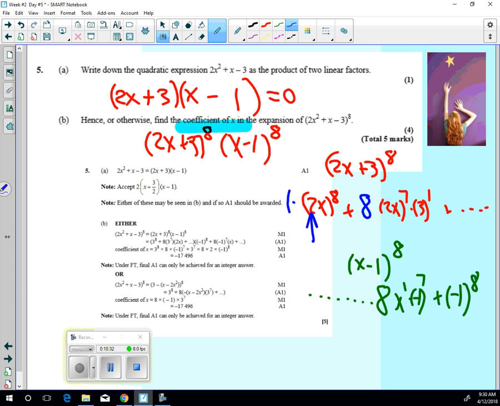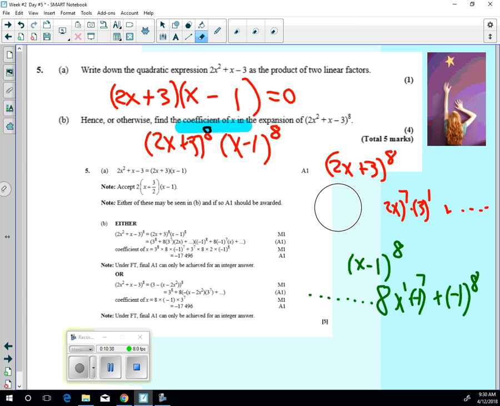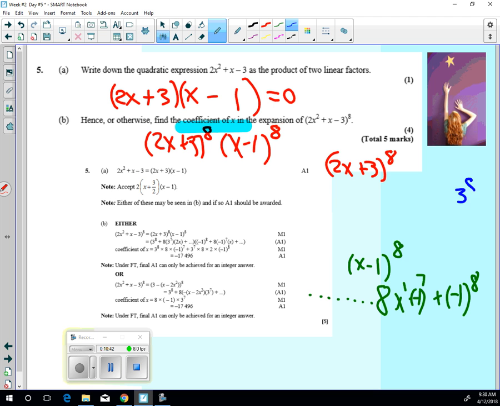Yeah. So I don't care what else happens, but what I do care about is that this one, wait a minute, did I do that backwards? This one I didn't want this part. I just wanted the 3 to the 8th, and I wanted the 2x to the 1st, and 3 to the 7th, and this is going to be 8. Yep. Okay.